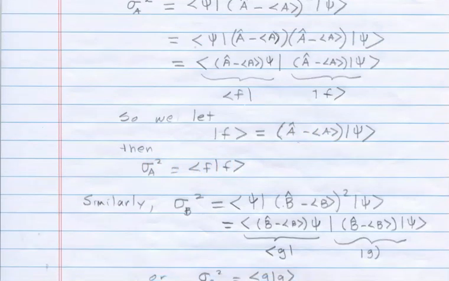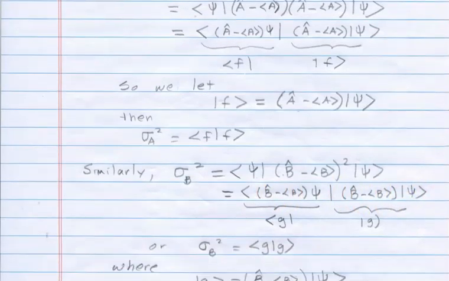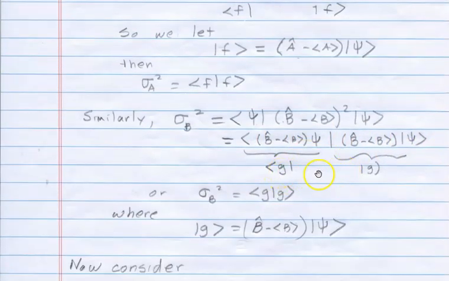You can do exactly the same thing for b. The standard deviation of b squared is just by definition this. Again, I can write it as the product of two, bring one of the operators operating on the bra side, the other one operating on the ket side, and then g and g. And then finally, with that definition, the standard deviation of b squared I could write as the inner product of this state vector g, defined in this way, with itself.